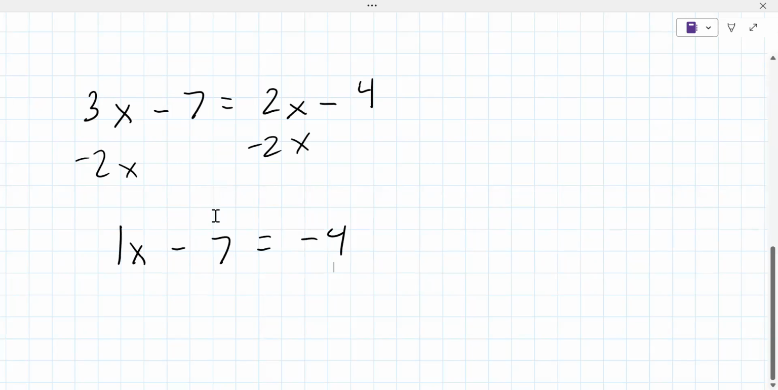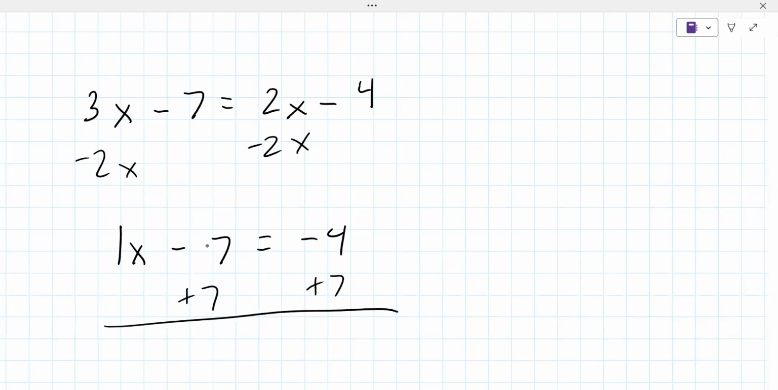Now what do you do to solve for x? How do you undo this subtraction by 7? Add 7. So what does x equal? -4 plus 7. 3. X equals 3. Good.